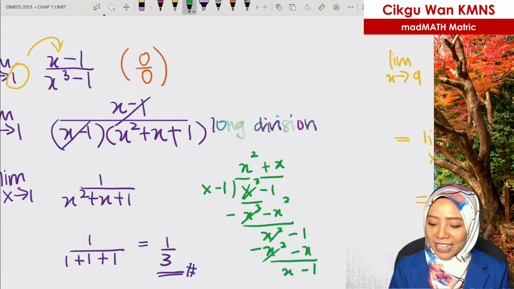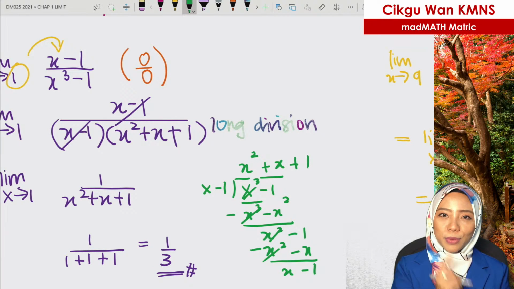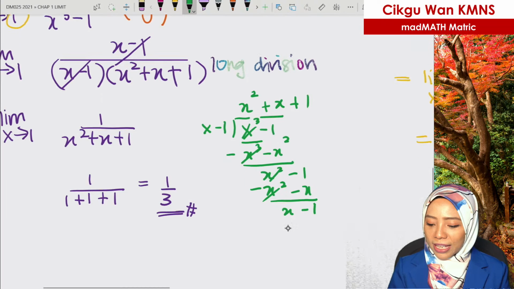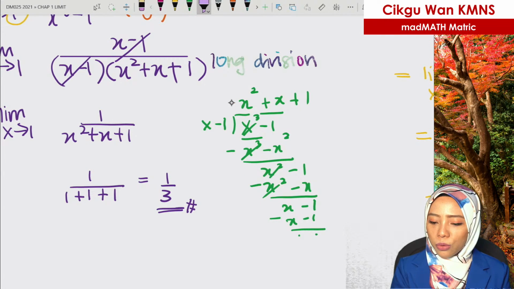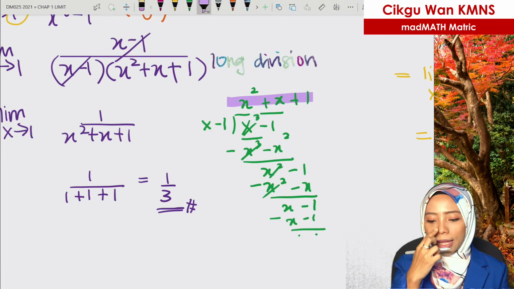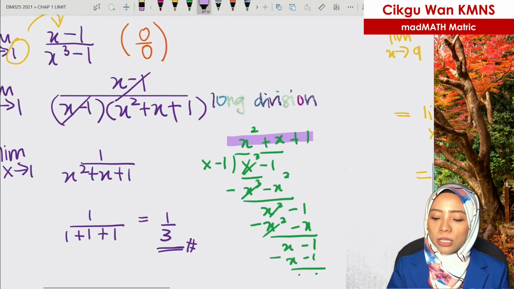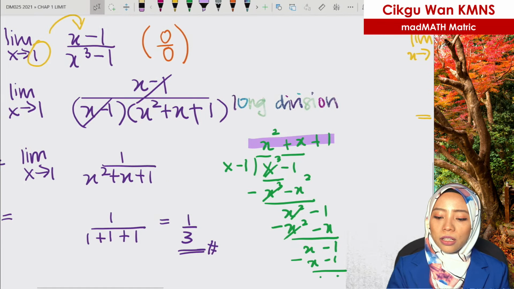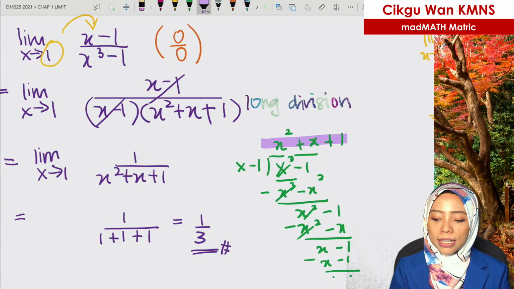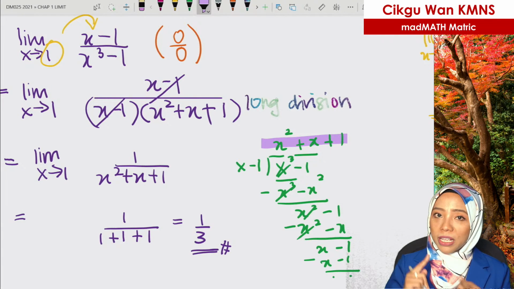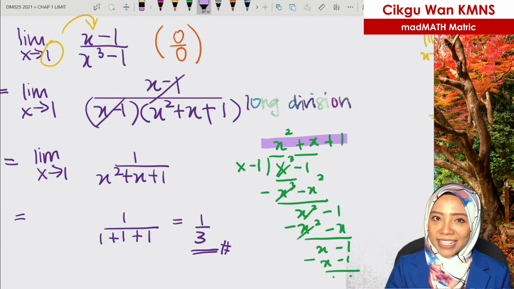And then lastly, this is x minus 1. This is x minus 1. So we need 1. So x minus 1 is the 0. So now you have x square plus x plus 1. One of the factors is x minus 1, and the quotient, we call this a quotient, is x square plus x plus 1. So after factorizing, you must cancel.